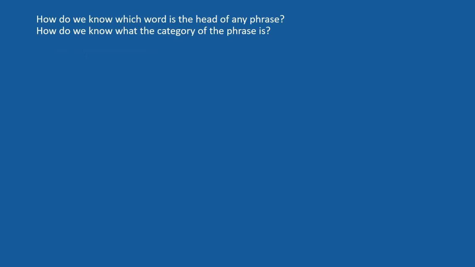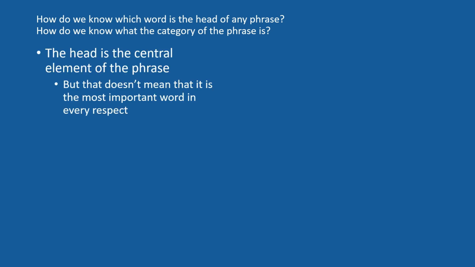Okay, well, we're still a bit vague as to how this all works in a particular sentence. So, for example, if we've got a sentence we're looking at, given all of the words in the sentence and that we know what the categories are, how do we know what word is the head of which phrase? How do we know what the category of the phrase is until we know what the head of the phrase is, because it's the head that determines the category? Well, let's have a look.